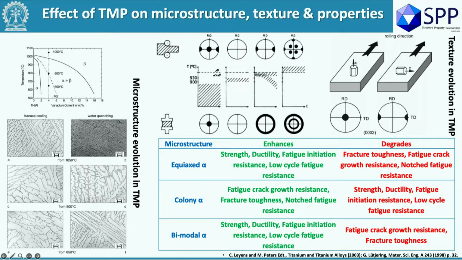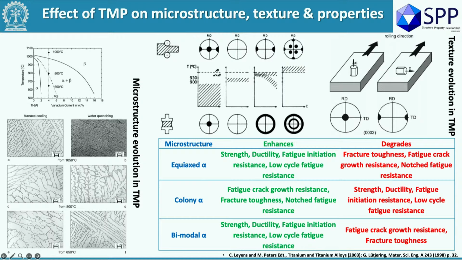Okay. So if you change just the cooling rate. If you cool it slowly, you will get what we call a lamellar structure, or colony structure, or Widmanstatten structure. And if you cool it from the beta phase field with a very fast quenching, you will get a basketweave structure.